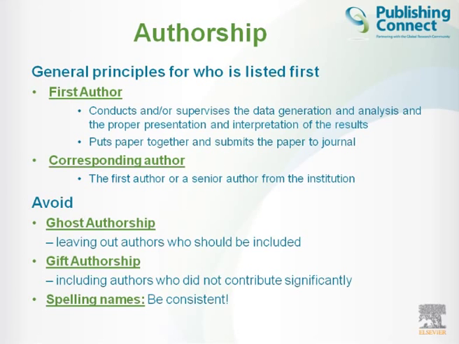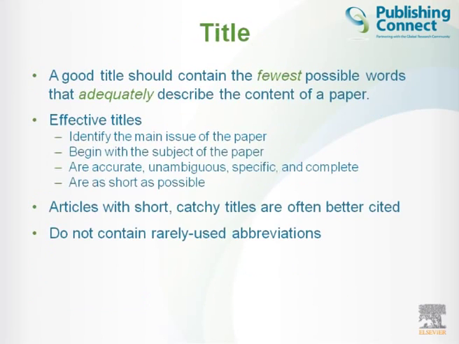Determining the order of authors on a paper can vary by discipline and culture, but the general rule is that the first author is the person who actually conducts or supervises the data collection, analysis, presentation, and interpretation of the results, and also the person who usually puts together the paper for submission. The corresponding author can be the first author or sometimes is a senior author from the institution. Be consistent in how you write the authors' names here. You should always avoid ghost authorship, which means excluding authors who participated in the work, and gift authorship, which means including authors who didn't contribute to the work.